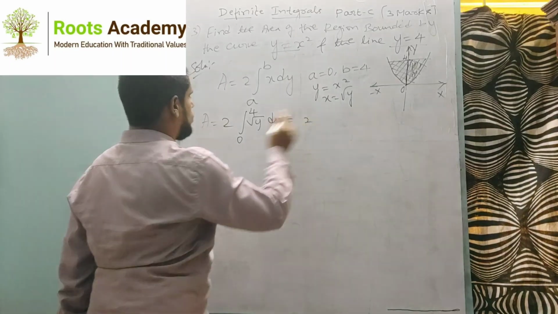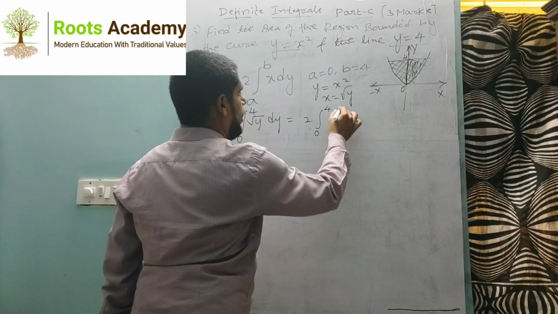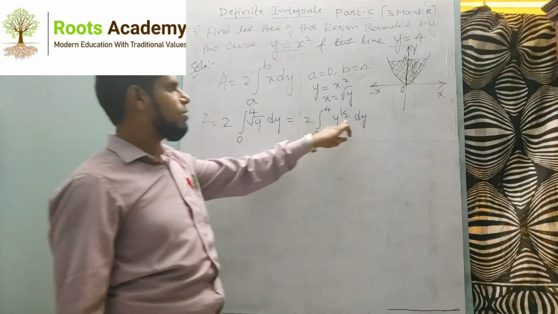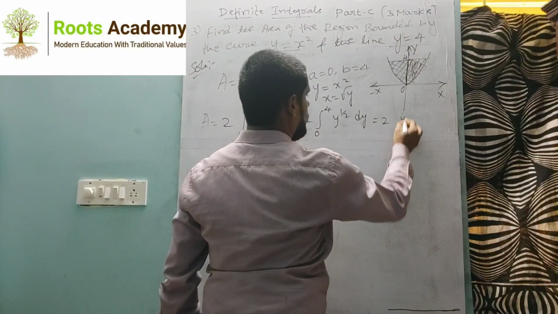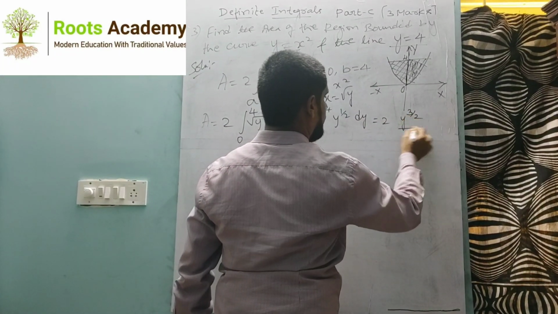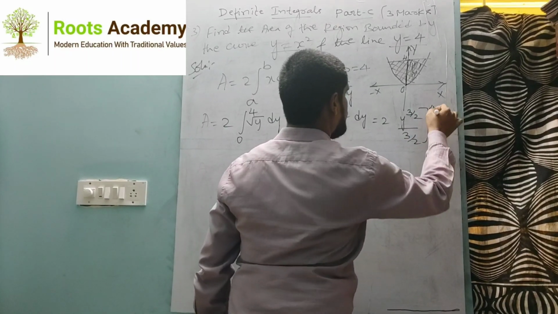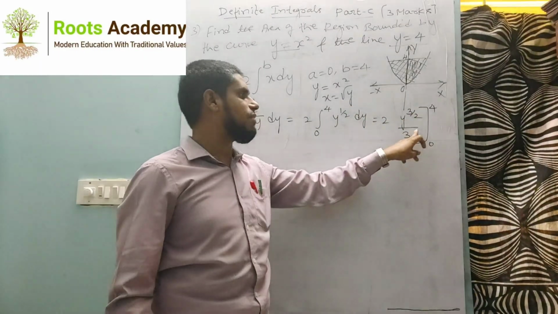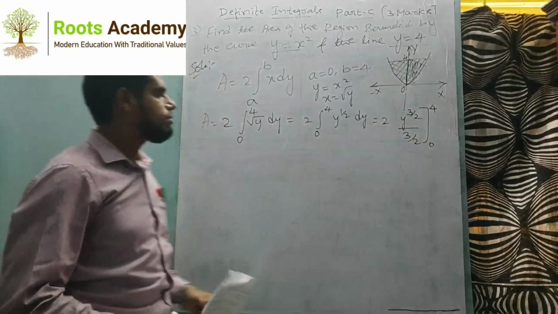So this is equal to 2 as it is, integral 0 to 4 y power half dy. Again, students, same thing, y power half. This can be written as 2 into y power 3 by 2 divided by 3 by 2. Lower limit is 0, upper limit is 4, because y power half integration is y power 3 by 2 divided by 3 by 2. This we studied in previous problems.